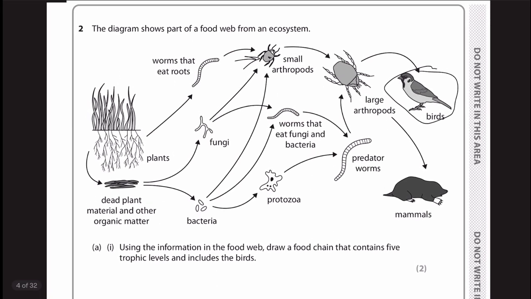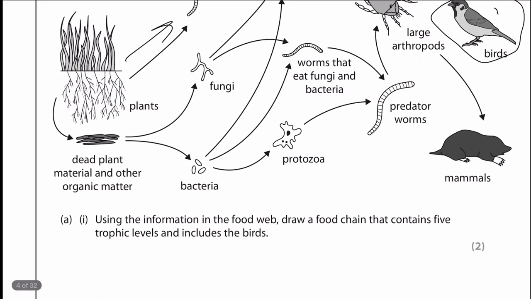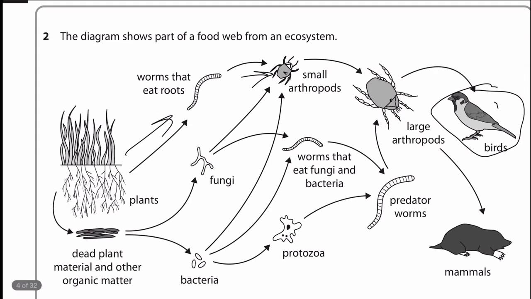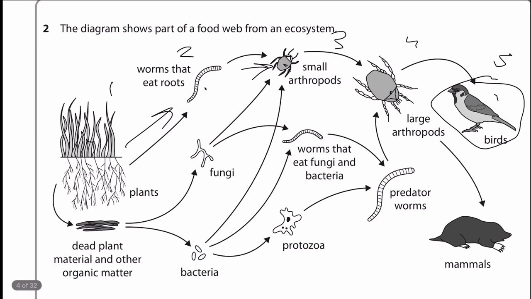So let's look at different pathways we can reach it. So we're going to have to go from a producer. So we're looking at this left section here. So we can go from plants. Plants seems like a pretty simple trajectory. We're going from plants to worms that eat roots, to small arthropods, to large arthropods, to birds. Now let's check if it's 5 trophic levels, because it said here it contains 5 trophic levels. We need to make sure it has that. So we have the plants, the worms that eat roots, small arthropods, large arthropods, birds. And yeah, that's 5 trophic levels. We just made a food chain.